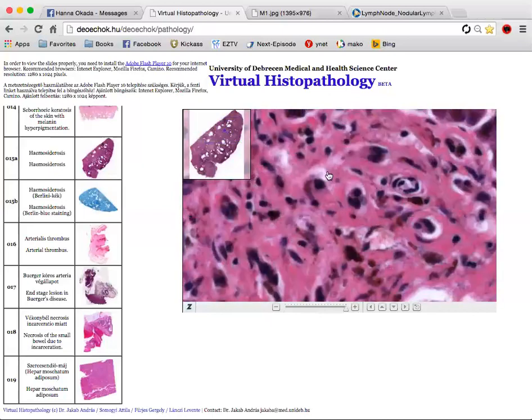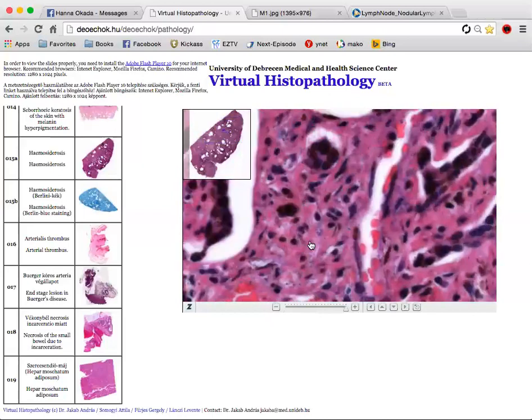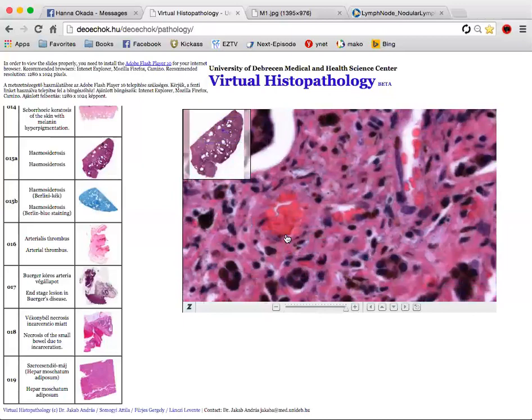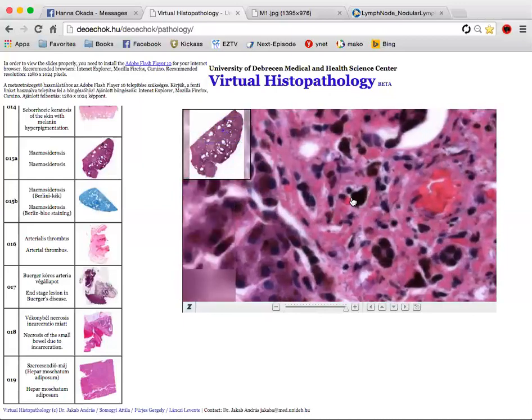Okay, so this is all connective tissue. There would be fibroblasts here, maybe more immune cells. I think this would be something like a macrophage.